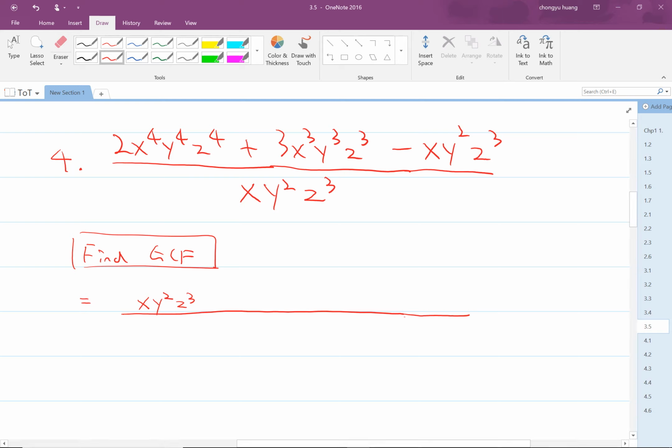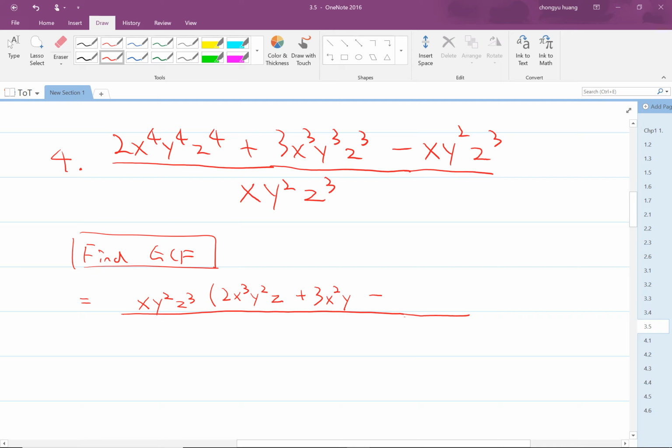Now we have to do the factoring part. So you write down 2 and x to the power 3, y to the power 2, and a single z. And then plus 3 x to the power 2, y, and no z. Then we have a minus x.